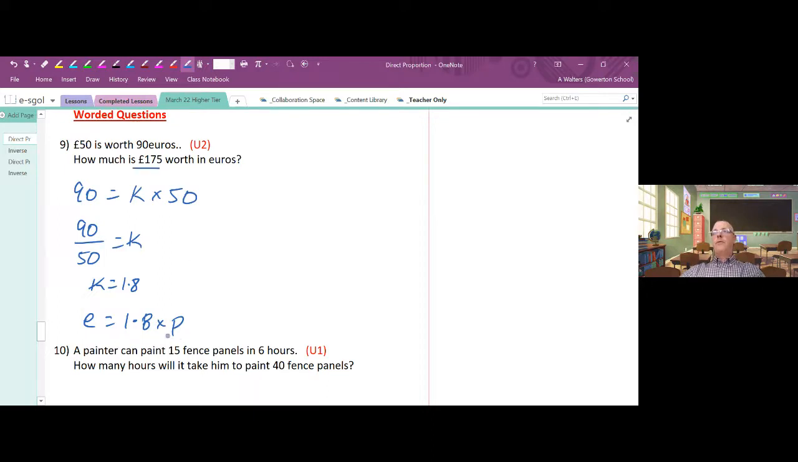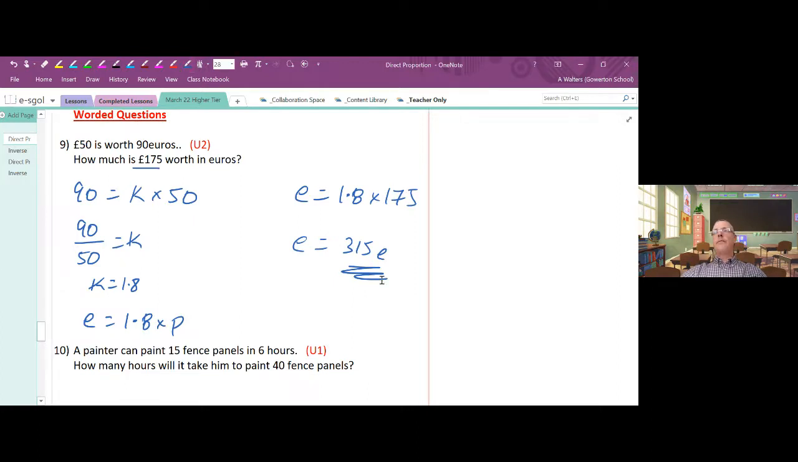So I'm going to replace the pounds with 175. So to get it in euros, it's 1.8 times 175, and this is where you need a calculator. And I look down here, it's 315 euros. Sorry. Yes, it's 315 euros. Okay.